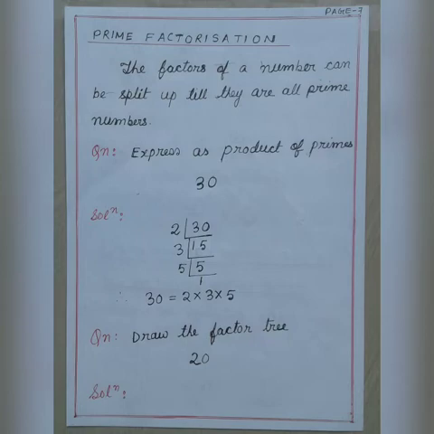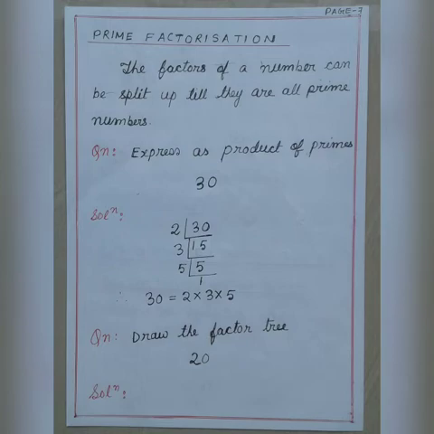If we divide 30 by 2, we get 15. If 15 is divided by 3, we get 5. Again, 5 divided by 5, we get 1. So, the important point here is you have to do the division with only prime numbers, and it has to begin with the smallest prime number.